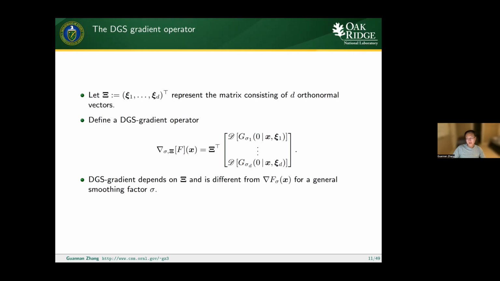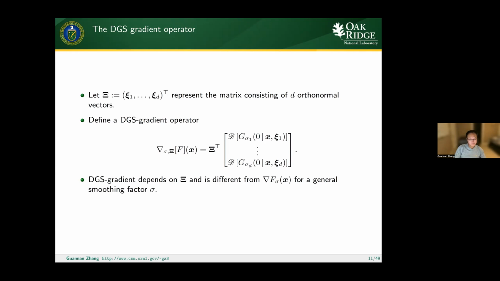For a local gradient, usually the local gradient does not depend on the choice of the coordinate system. But the non-local gradient, since we perform non-local exploration, does depend on the choice of the orthogonal system, which turns out to be a very important hyperparameter that we need to choose. I'll talk about it later.